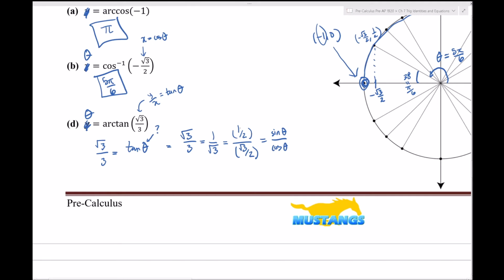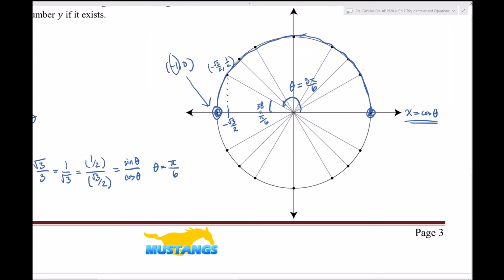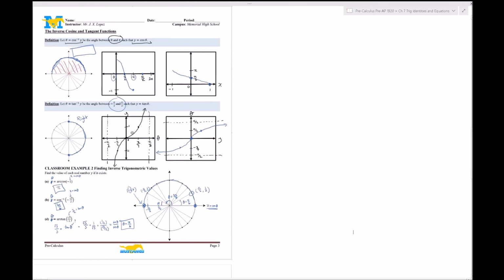For what angle does that happen, where sine is 1/2? Isn't that where theta is equal to pi over 2? Or sorry, pi over 6. So that's this point right here, square root of 3 over 2, comma 1/2. This right here is 30 degrees, or pi over 6. And that's how we figure out that part.